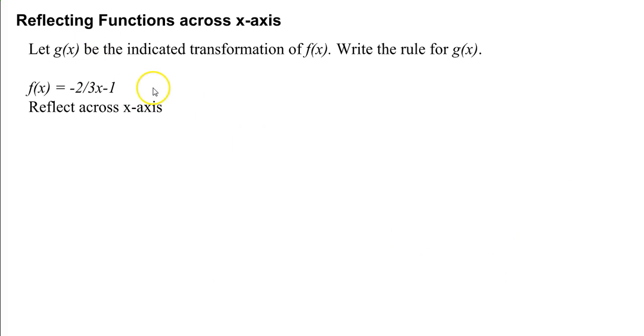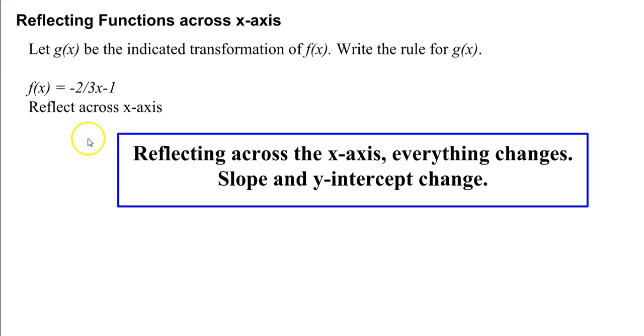So for our second one, we're going to be reflecting a function across the x-axis. I'm going to use the same function, f of x is equal to negative 2/3 x minus 1. And I'm going to reflect it across the x-axis. When we're doing reflections across the x-axis, our y-coordinate is going to be the one that is changing. Well, everything is going to be changing in a reflection across the x-axis, actually. Our slope and our y-intercept will change, but that is because we are multiplying the y-coordinate by negative 1.